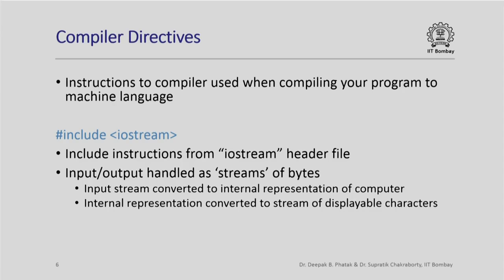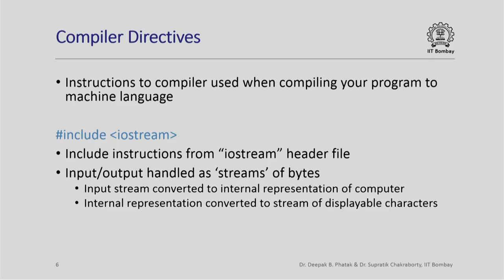Now why are we asking the compiler to include instructions from iostream? This is because input and output in C++ programs are handled as streams of bytes. So for example, when I type in something from the keyboard, the C++ program sees it as an input stream of bytes and it has to be converted to the internal representation of the computer. Similarly, when I ask a C++ program to print some result, the internal representation of the result must be converted to a stream of displayable characters.